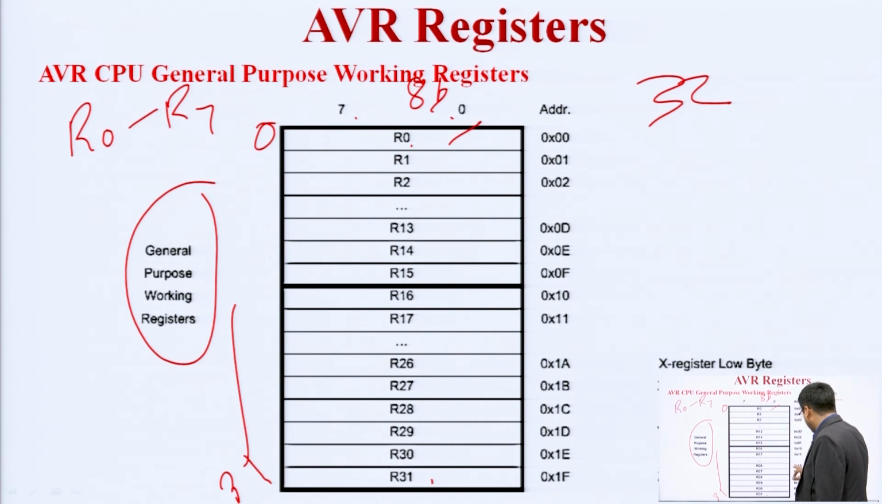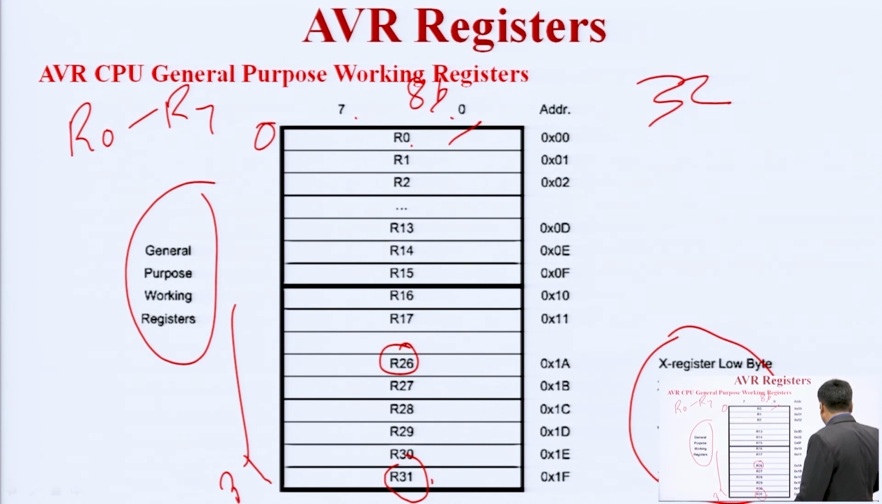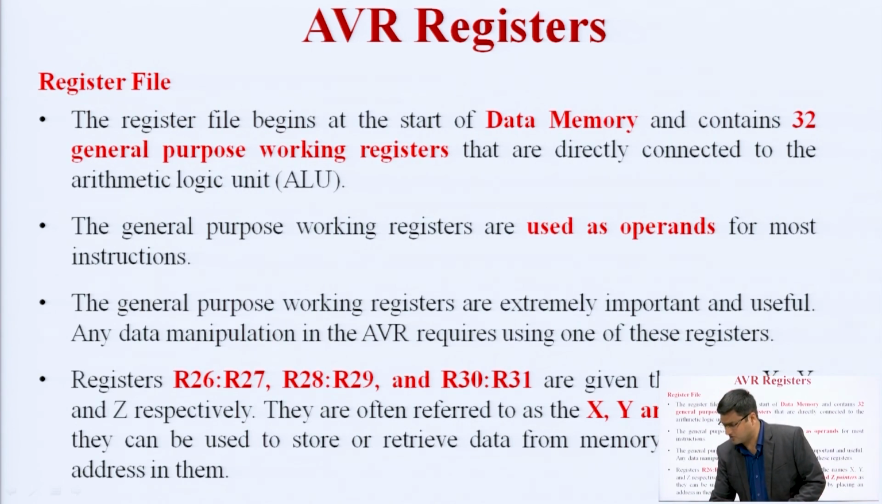So R26 to R31 have some other features. They are divided into 3 categories: X category, Y category, Z category. Each is further divided into a low and high. So if we look at the Y register, there is the Y register low byte and Y register high byte. So what are all these things? These are the register organization.